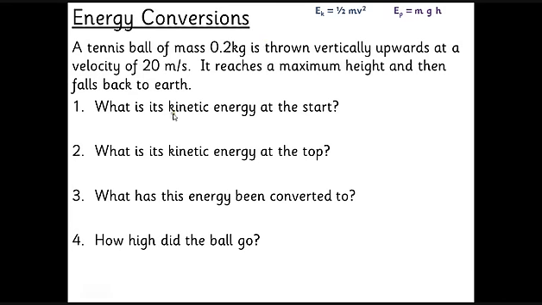So the first step is to work out its kinetic energy at the start. Well, we know the kinetic energy formula, half mv squared. So we have to do a half times the mass times the velocity squared, which is a half times 0.2 times 20 squared. That comes to 40 joules.